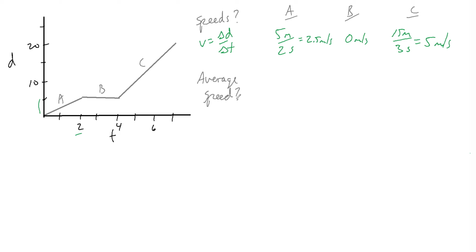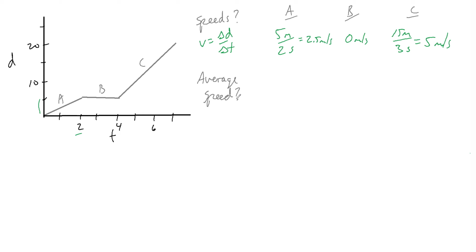Well, let's see. We have 3 speeds. We've got the 2.5, we've got the 0, and we've got the 5. So what you might want to do is just add up those 3 speeds and divide by 3. But that's not correct. That's not going to work out very well. The reason that doesn't work is because not all of the speeds lasted for the same amount of time. Part A, the 2.5, lasted for 2 seconds, so did B, but the last part lasted longer.